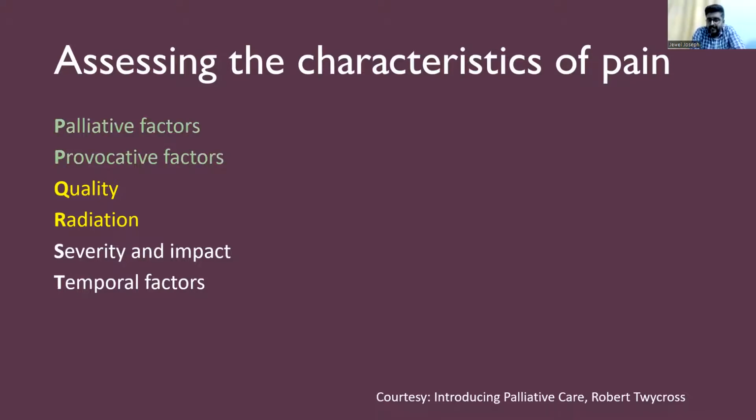Palliative factors and provocative factors will help us to decide on the management. If we know the things that are improving the pain, or the things that are increasing the pain, we can tailor a plan of management for them. Severity and impact is very important because we prescribe the analgesics according to the severity of pain. We'll come to that very soon. And temporal factors will help us time our intervention. So all these things are important in deciding our management. Just keep those in mind.